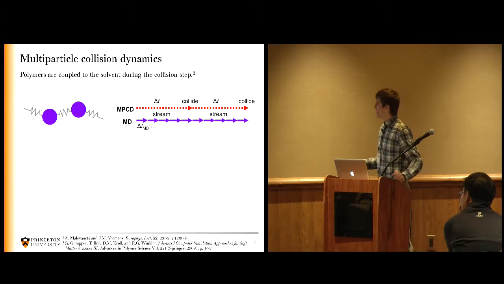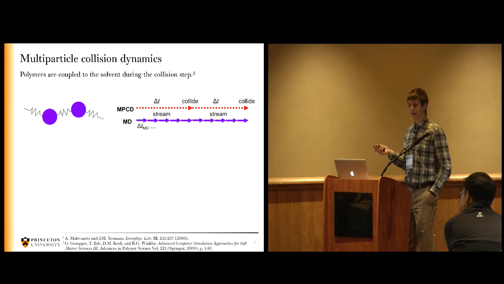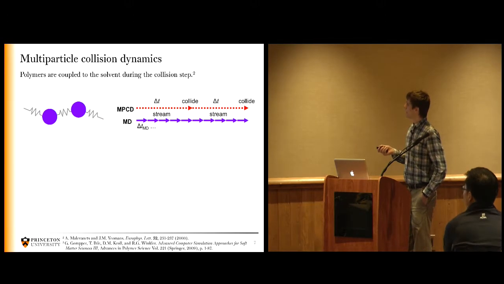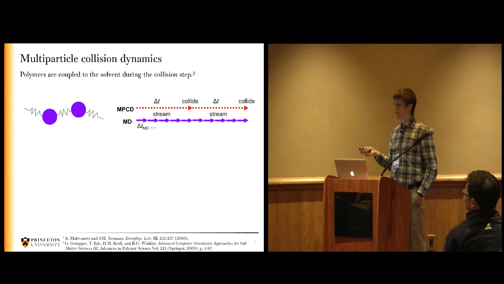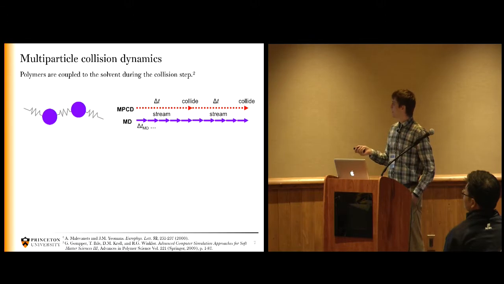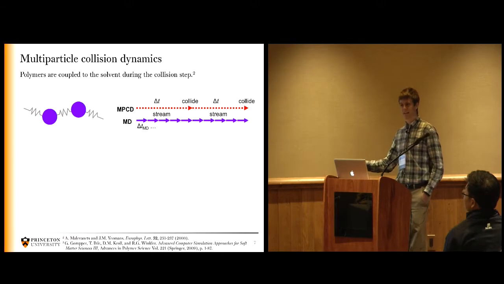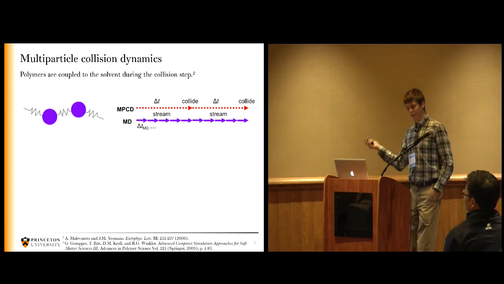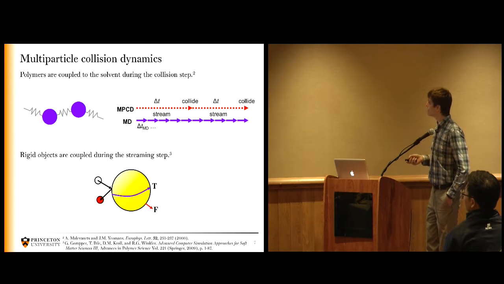A great advantage of MPCD over something like lattice-Boltzmann is that it's also very easy to couple solute into the algorithm. So polymers can be trivially embedded during the collision step by treating their beads as if they were MPCD particles. And so we perform MD operations just on the polymer as if there were no solvent there. And then periodically, everybody collides together. And so we can get, for example, Zimm polymer dynamics, which is a good model for a polymer in dilute solution. And we can also couple in rigid objects.